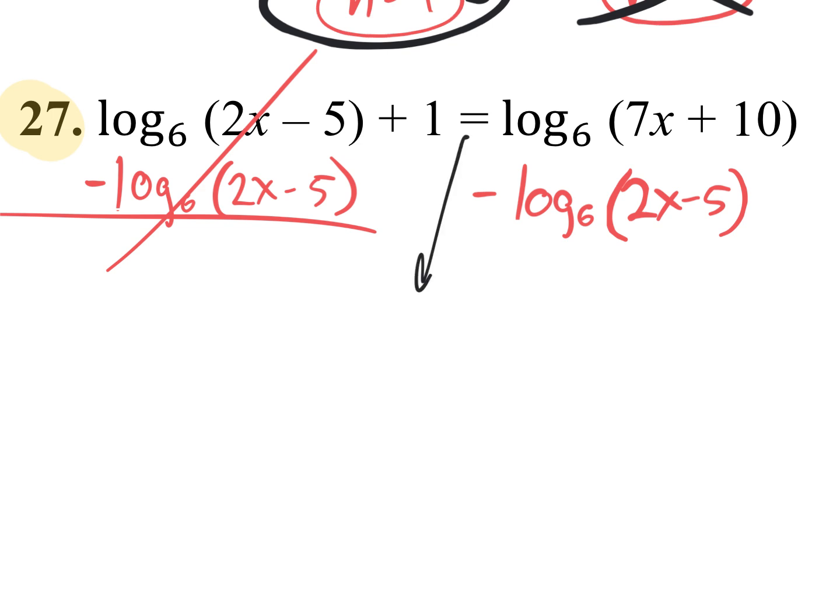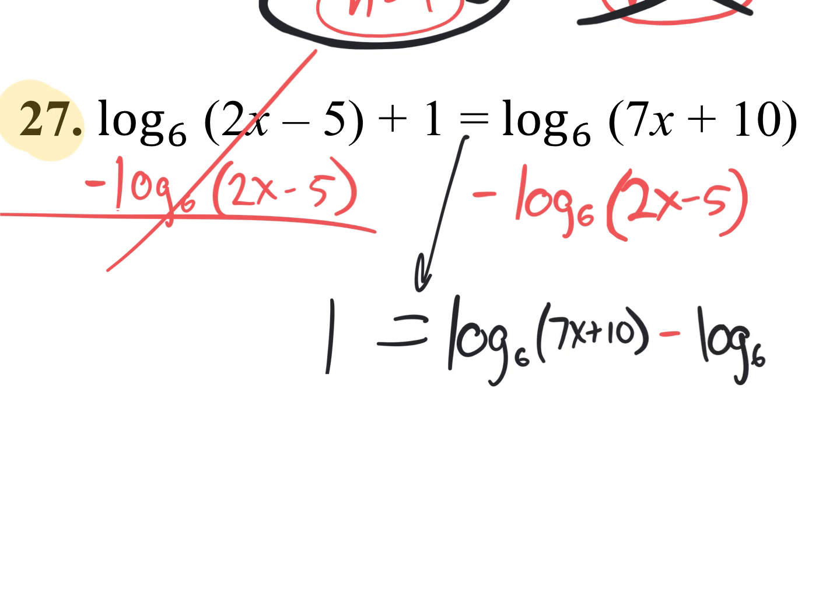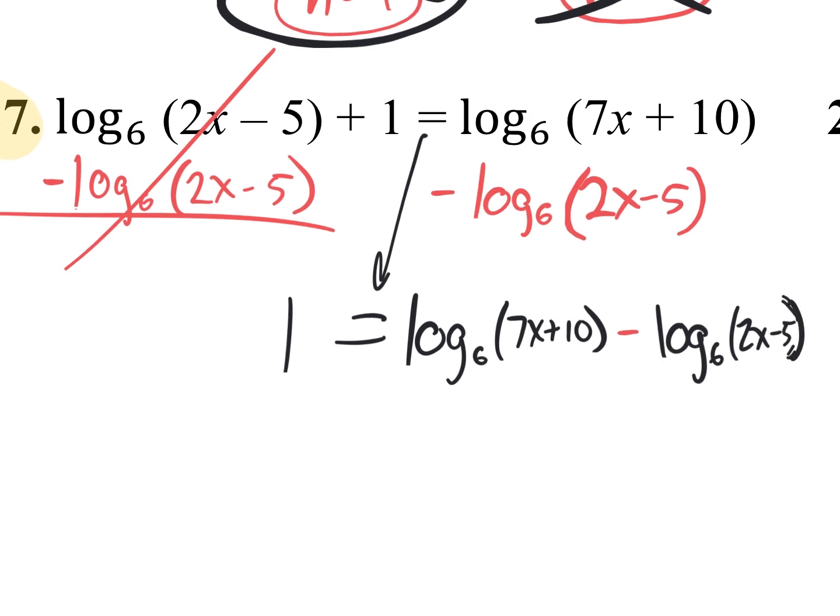On the left side of the equal sign, we have a positive 1. On the right side of the equal sign, we have the log base 6 of 7x plus 10, and then minus log base 6 of 2x minus 5. You guys see what I'm doing? What am I doing? Yes, quotient property. I set it up so we could condense with the quotient property.